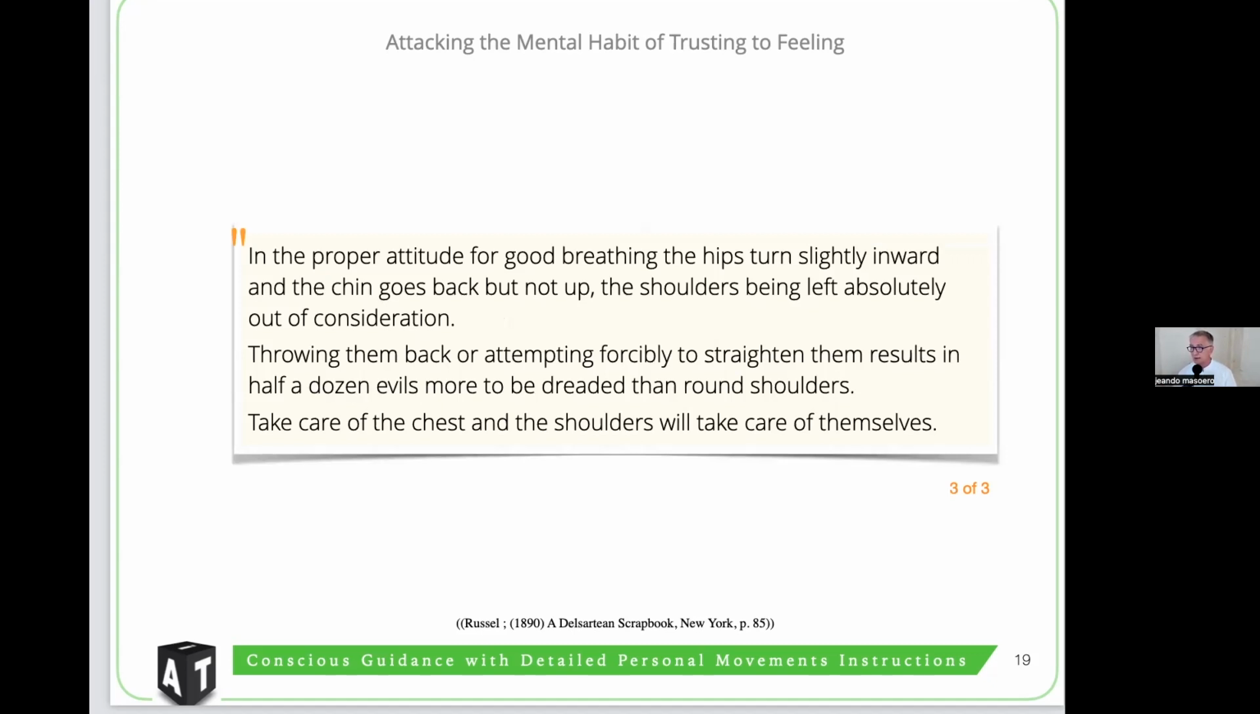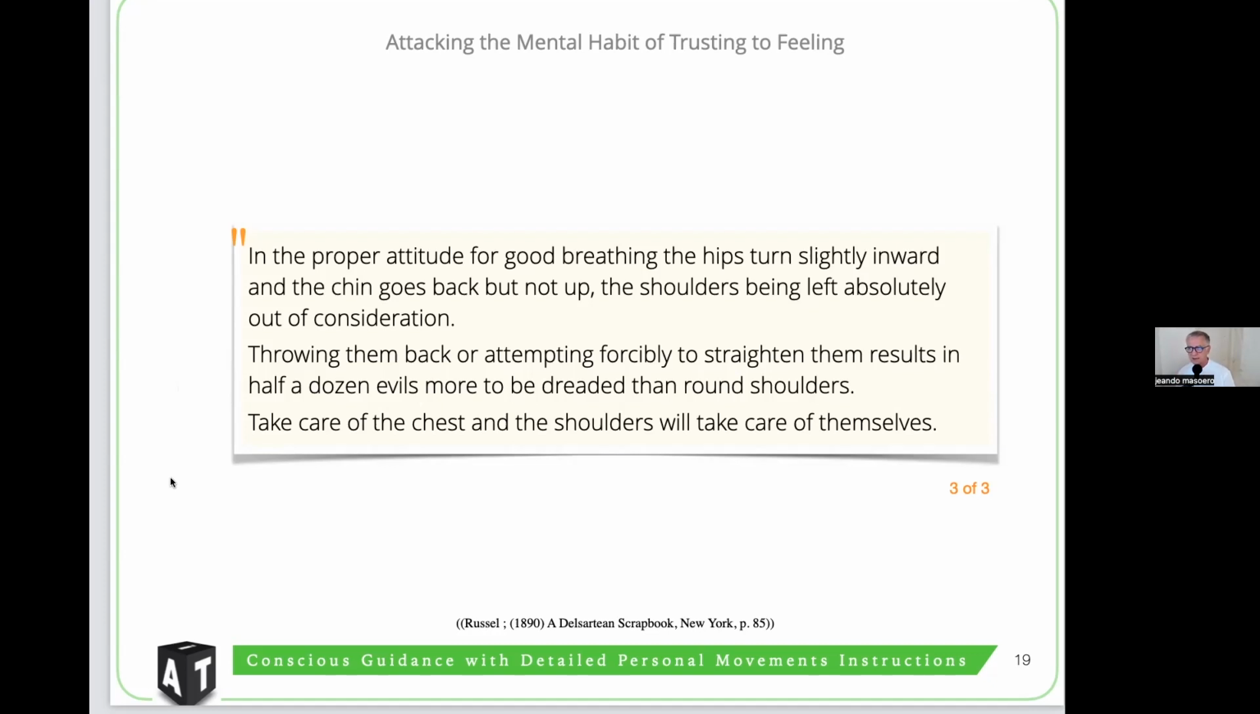The hips turn slightly inward, so you will understand that is not very accurate in the direction. And the chin goes back but not up. The shoulder being left absolutely out of consideration. And he adds, throwing them back or attempting forcibly to straighten them result in half a dozen evils, more to be dreaded than round shoulders.